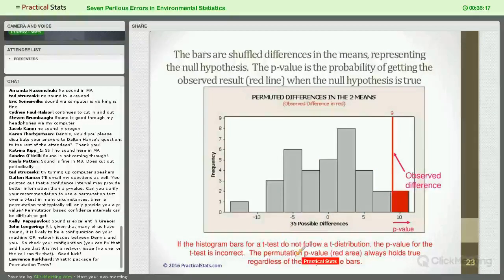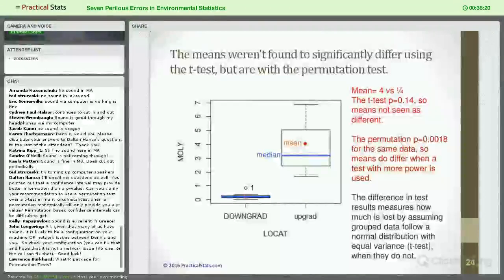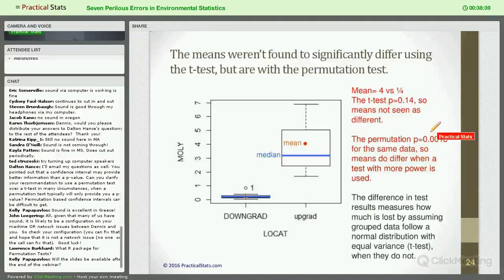And that was computed without assuming a normal distribution. So in this two-group case, the p-value for the permutation test is 0.0018. There's no more data being used than with the t-test. That's a pretty big difference in p-values. The difference is simply a measure of the fog of the t-test, because it was assuming equal variance and a normal distribution. And we violated both of those assumptions with the data.